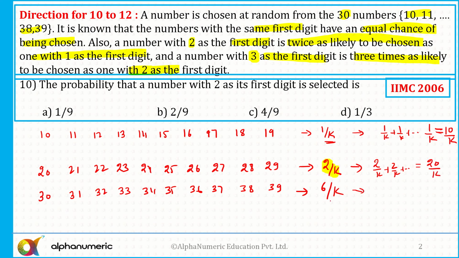And similarly here, 10 numbers. For each of them, it is 6 by k. So for 10 of them, that is going to be 60 by k. Or I can say 6 by k plus 6 by k 10 times, which is equal to 60 by k.